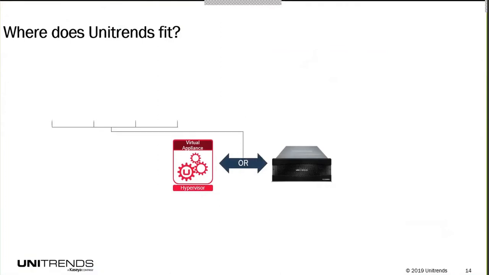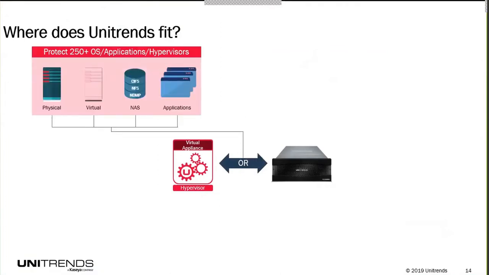So when we look at where the Unitrends fits, as I had mentioned, you're going to deploy either our purpose-built capacity-based appliance. This is your backup software, as well as compute, memory, and storage resources to orchestrate your local backup and recovery processes. If you're looking to leverage existing compute and storage within your environment, you can install our virtual appliance on top of a hypervisor. From there, we'll register in and protect assets in your environment: physical clients, virtual machines, NAS devices, applications specifically. We support over 250 applications, operating systems, and hypervisors.